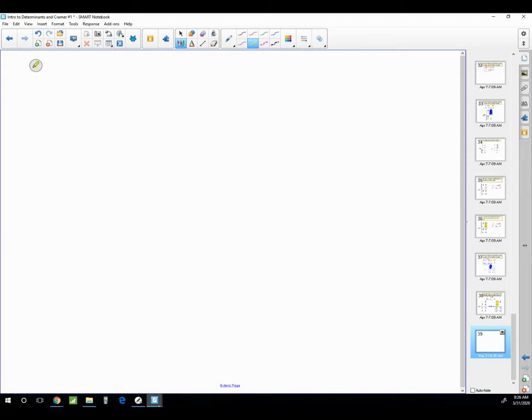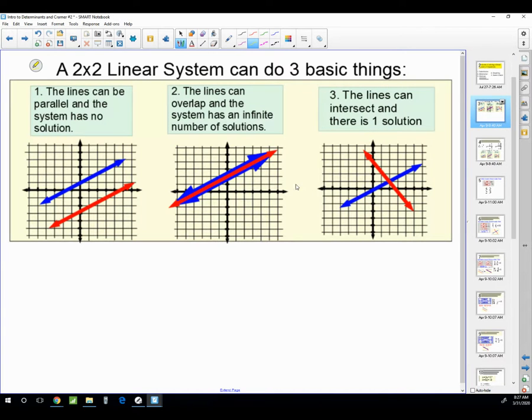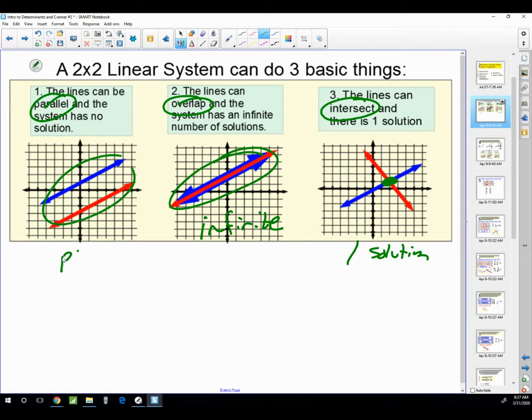Okay, so let's use this kind of quickly to determine if lines are parallel, overlap, or intersect. If lines intersect like this, there's only one solution. It's the point where they intersect. If lines overlap like that, there's an infinite number of solutions. And if lines are parallel, there's no solution because they don't hit. And we can use Cramer's rule to quickly point that out.